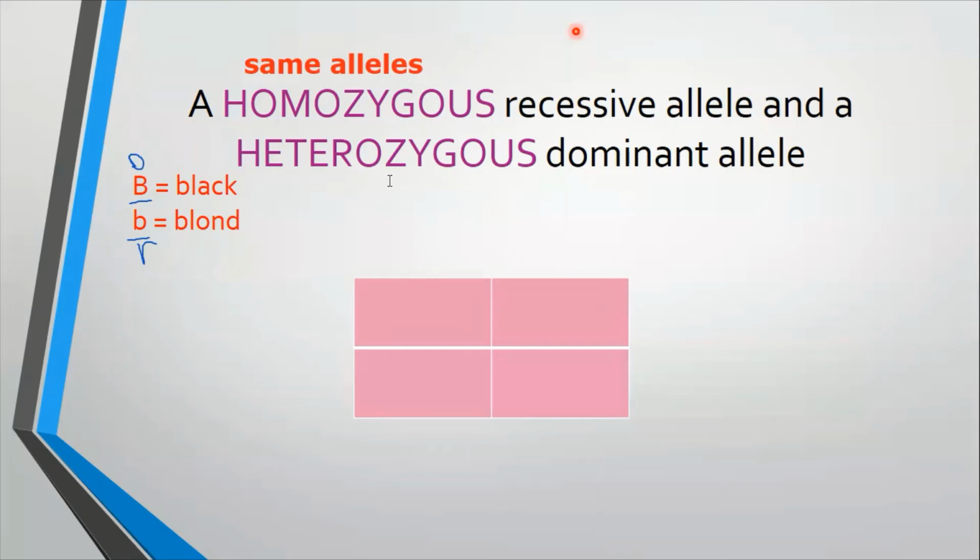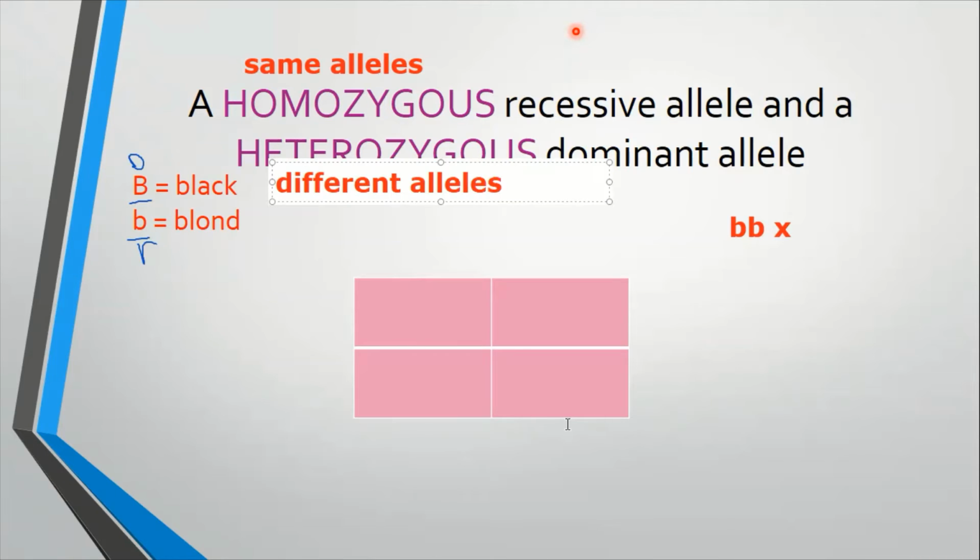So here we'll have two recessive. Two recessive means B small, B small. Cross with, here we have heterozygous, which means we have two different alleles, and dominant. So one capital and one small. So it will be B capital, B small.